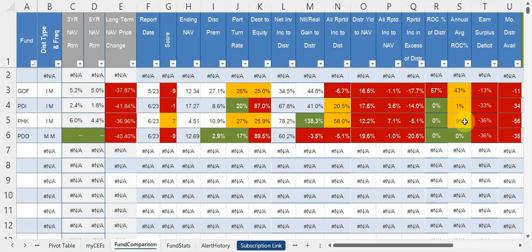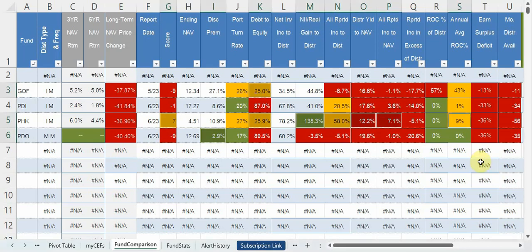Now, I just mentioned that paying out ROC could be a good thing, but it doesn't necessarily mean that paying zero ROC is a bad thing, as in the case of PDI. PDI has an annual average ROC percentage of 1%. To that, I would have to ask, why bother? Similarly with PHK, 9% is practically nothing. Nonetheless, 9% is better than nothing, so we have another stat that goes in PHK's favor.